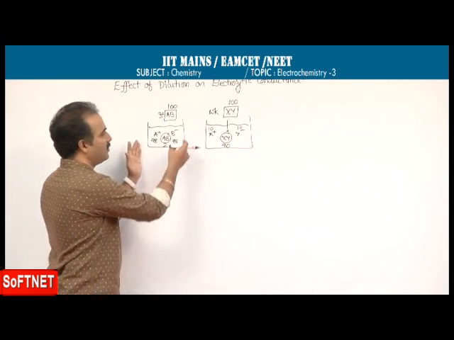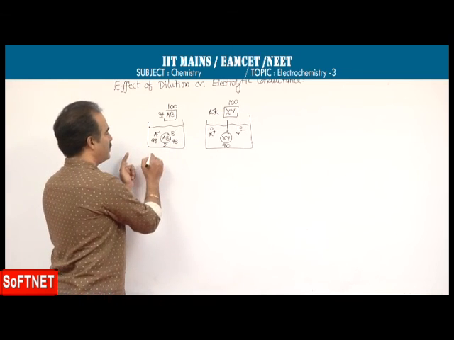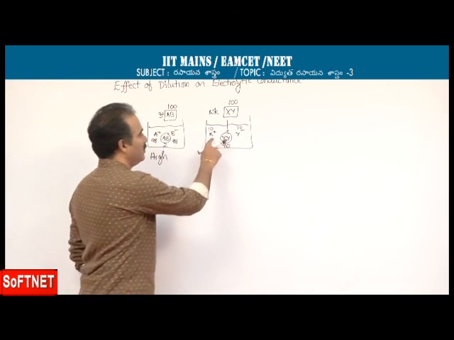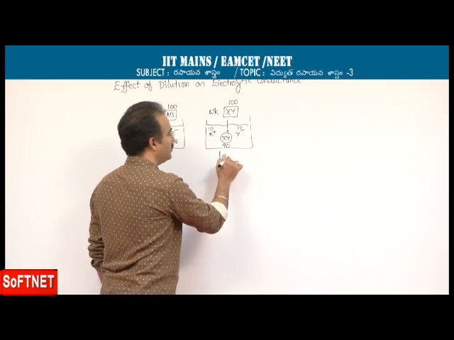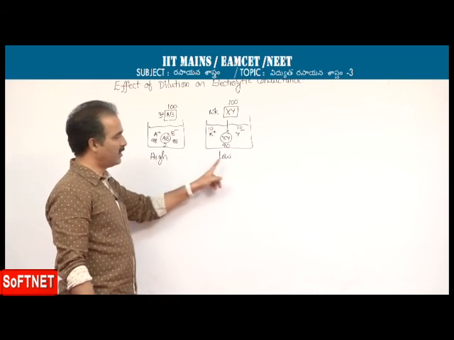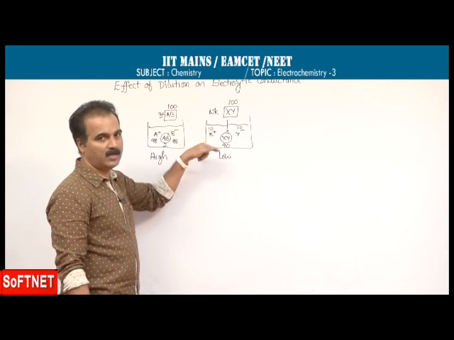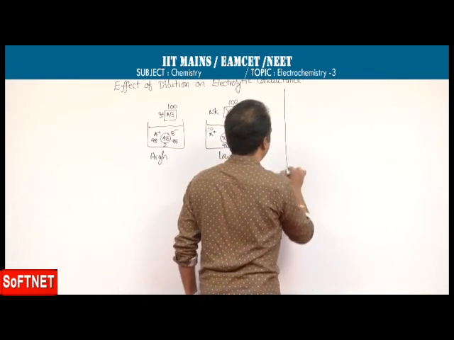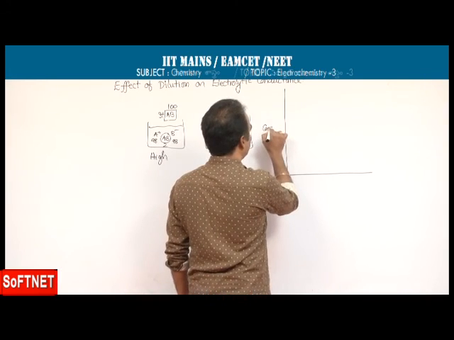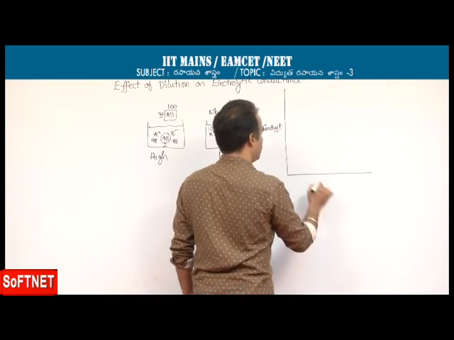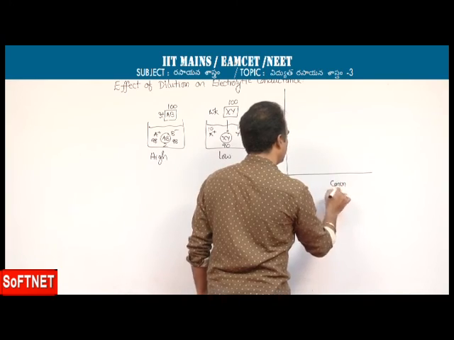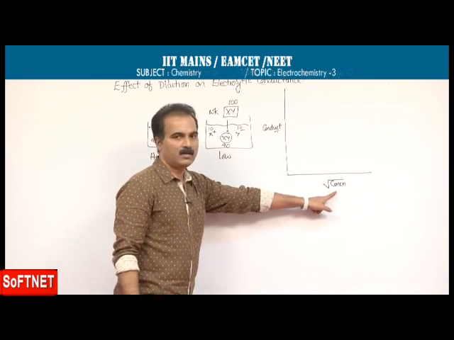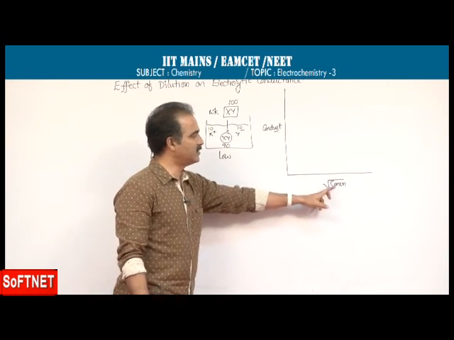Now, if you see the conductivity of this and this, the strong electrolyte has higher conductance due to the maximum number of ions, and the weak one has a lesser number of ions, so its conductivity is low. How these conductances change with dilution, we are going to study, and let us put it in the form of a graph. Take conductance along the y axis and concentration along the x axis, or square root of concentration, no problem.